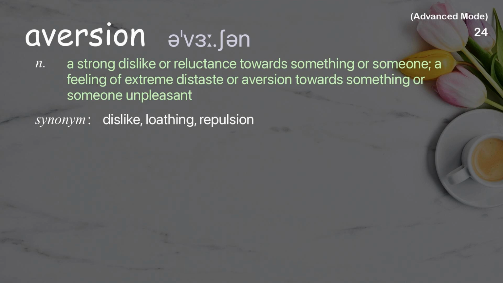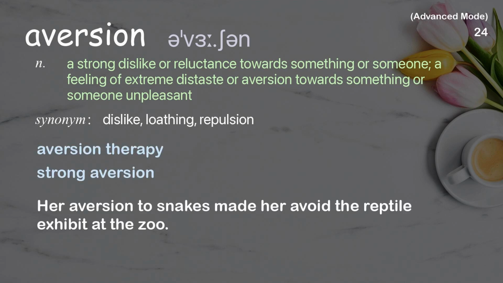Aversion: a strong dislike or reluctance towards something or someone, a feeling of extreme distaste towards something or someone unpleasant. Examples: aversion therapy, strong aversion. Her aversion to snakes made her avoid the reptile exhibit at the zoo.